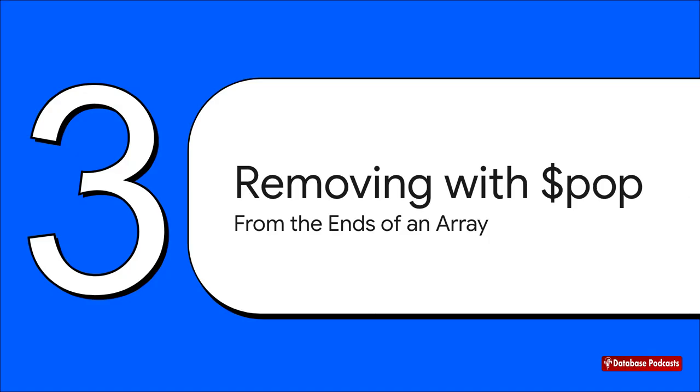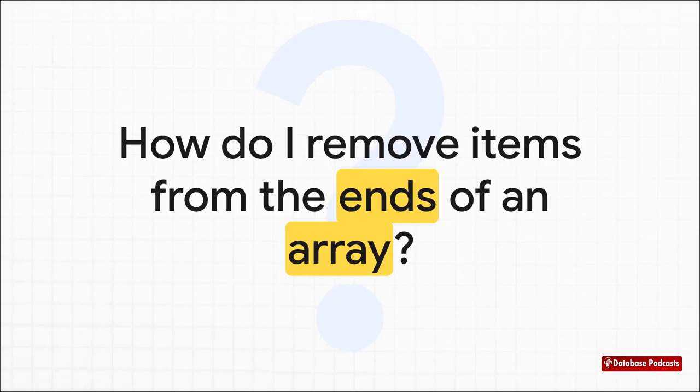Okay, so that pretty much covers adding elements. But what about the other side of the coin, removing them? Let's look at how to take items out of an array. Let's imagine you have an array that works like a queue, or maybe a stack, like a list of recent scores or some log entries. You don't want to remove a specific item by its value. You just want to trim the list by getting rid of the oldest or the newest entry. How do you pull that off?